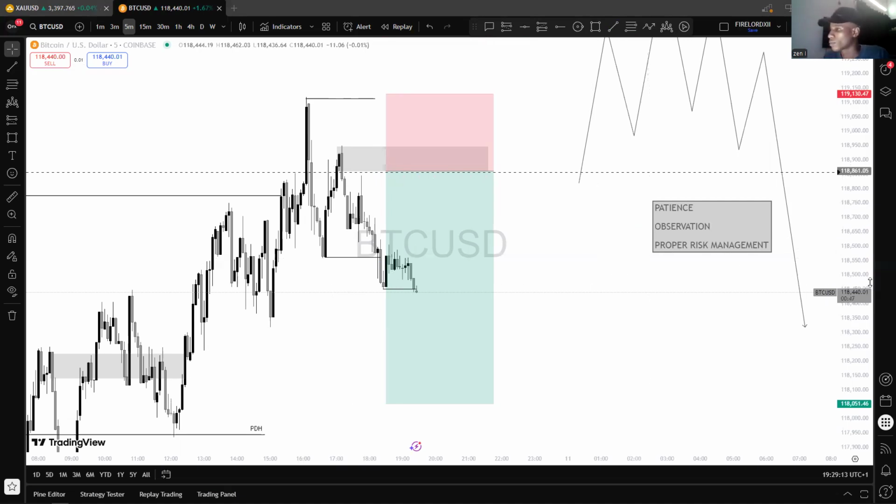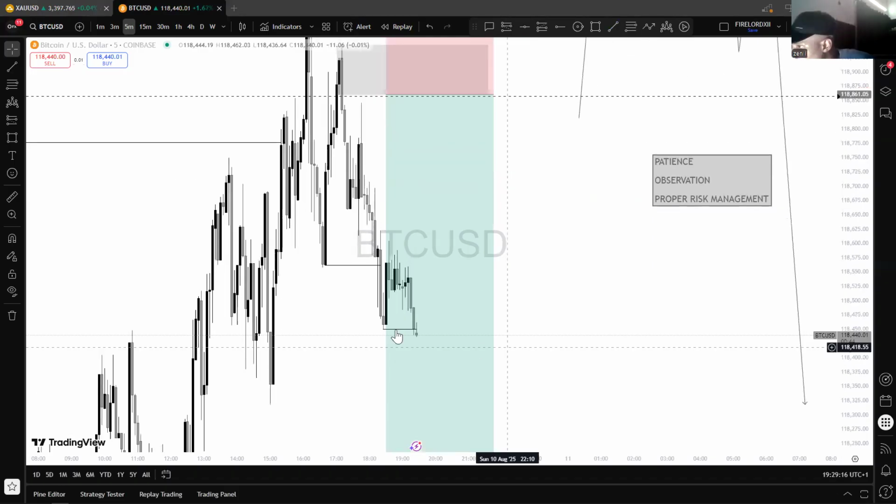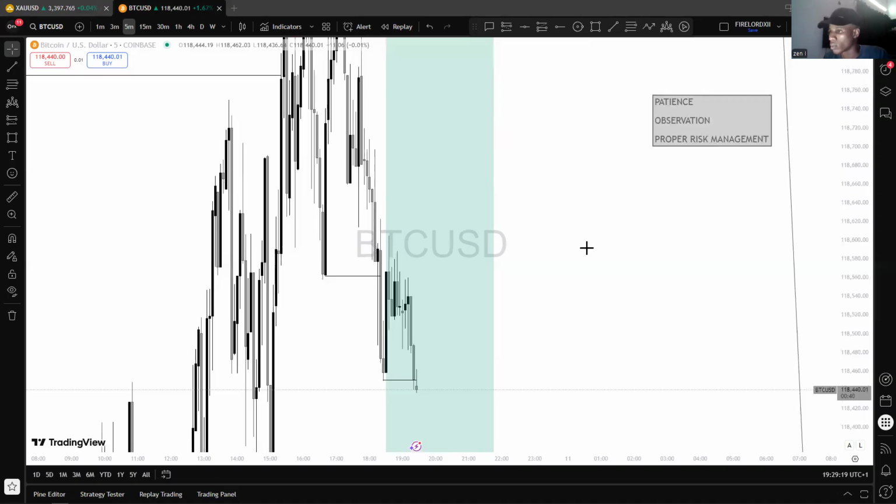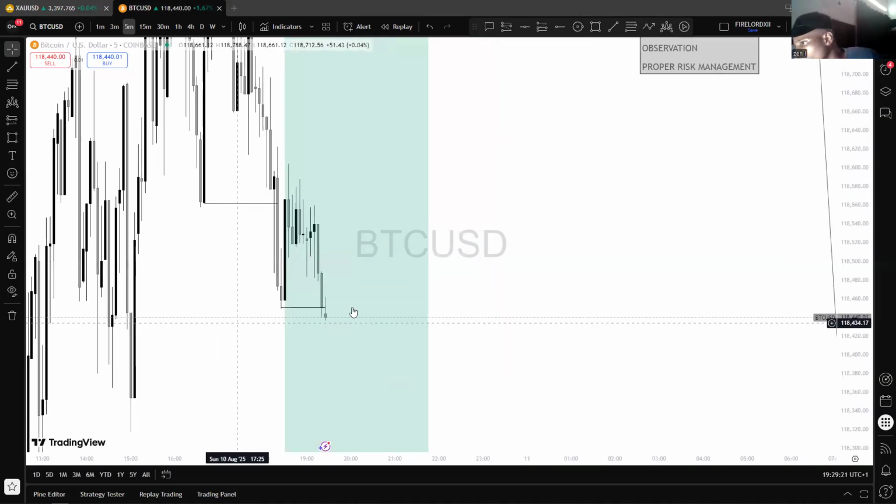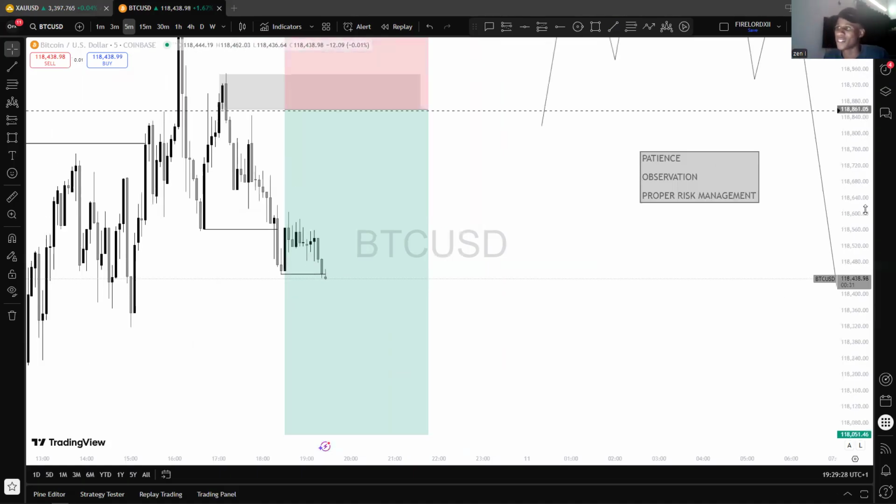So yeah, this was another, not really a break of structure because price did not close below it. Oh yeah, it's this one. So it closed below it. So who knows if I count it as a break of structure.